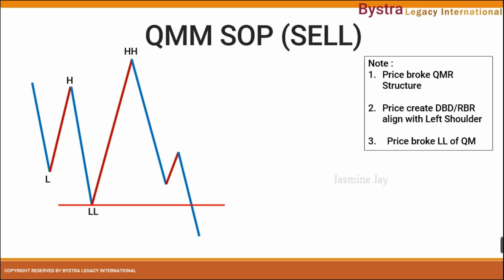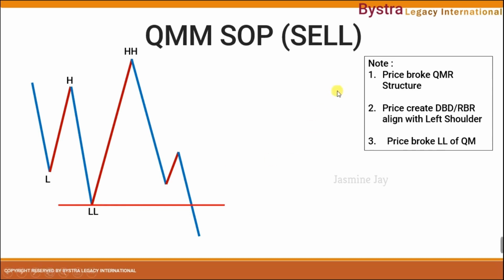Let's look at the SOP for QM manipulation for a sell setup. As we can see here, there's a structure for QM, which is this one: the low, high, lower low, higher high. Normally on the QMR, we always sell aligned with this left shoulder. Instead, the price didn't react to this left shoulder and made a base drop, and continued downwards and broke this lower low, the QM head structure.